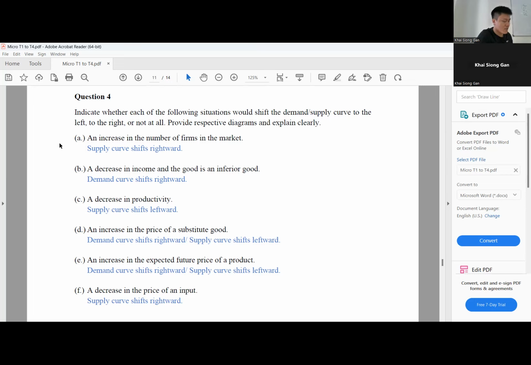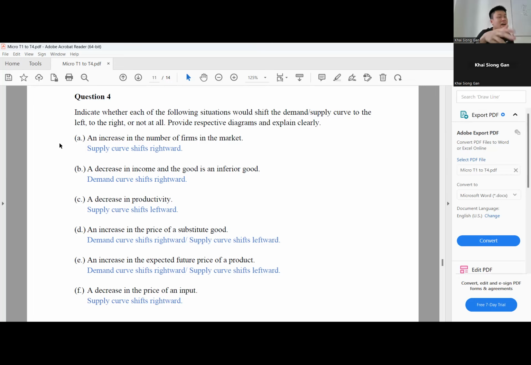Second, a decrease in income and the good is an inferior good. Remember we covered this just now? You have a fall in income, less purchasing power, you have become poorer. So will you consume more of lousy products like cup noodles, unhealthy products? You will. So the demand curve shifts rightwards. I go through quite fast because we have already covered those answers in the recap.